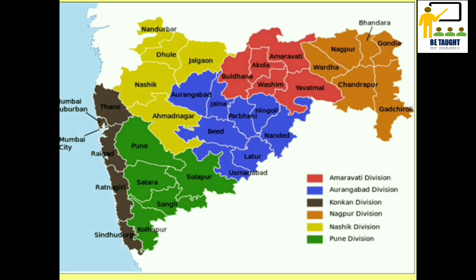So this is the map of our state of Maharashtra. And our Maharashtra has been divided into different divisions. As you can see in the index over there, different colors are given for different divisions. And it is divided into 6 different divisions. That is Amravati division, Aurangabad division, Konkan division, Nagpur division, Nasik division and the Pune division.